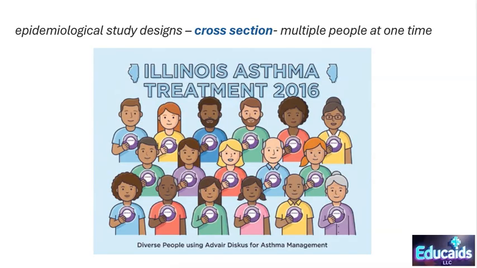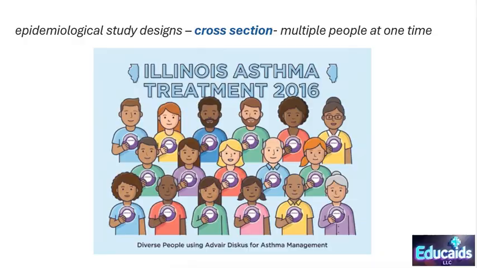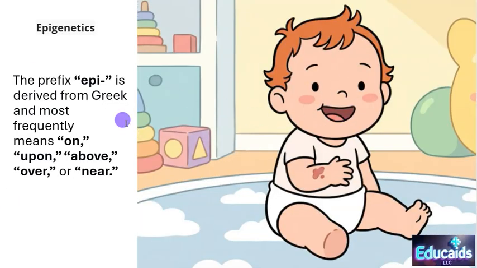A cross section. This would be a cross section of multiple people at one time. Here's a key thing that I want you to know: at one time. So think of it as having all of these people, and we're just going to take out this one slice to get a picture of what things look like. So this is a cross section of people with asthma in Illinois getting treatment with Advair in 2016. So that is a very definitive cross section of a whole bunch of people using Advair.